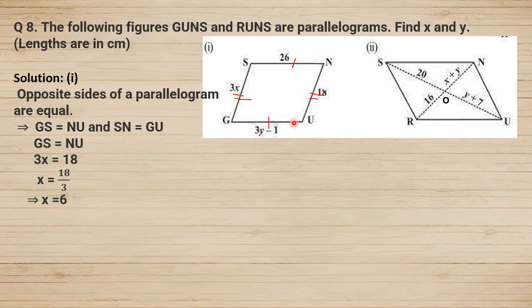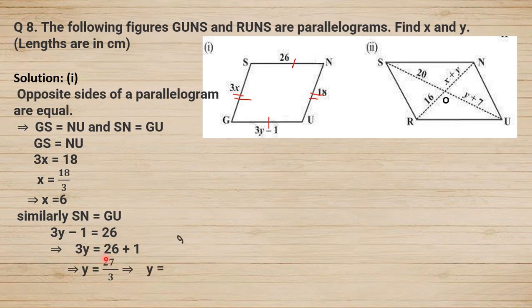Similarly, the second pair of the opposite sides is GU and SN. So put the value of GU as 3y minus 1 and SN as 26. So we get 3y minus 1 is equal to 26. This minus 1 will transpose to the right hand side, so it will become plus 1. So we get 3y is equal to 26 plus 1, and 26 plus 1 becomes 27. So 3y is equal to 27. So we get the value of y as 27 upon 3, which is 9.